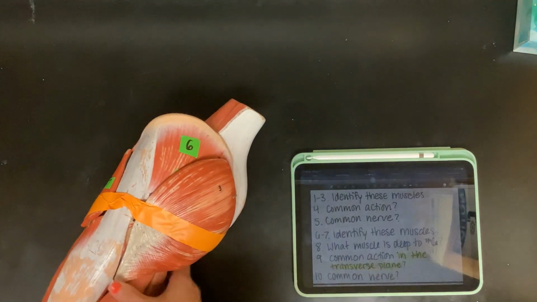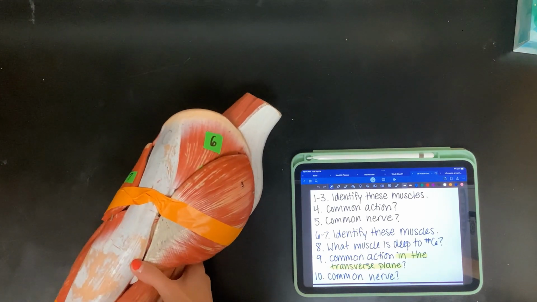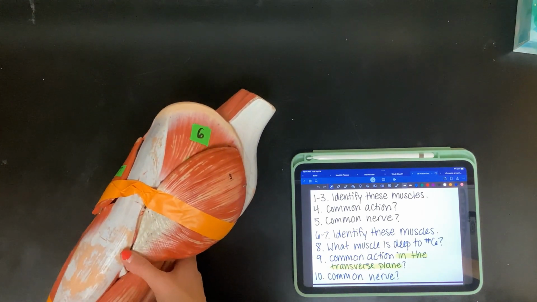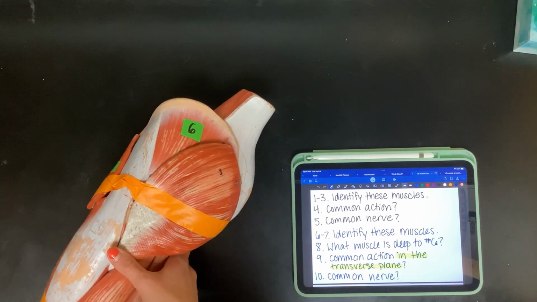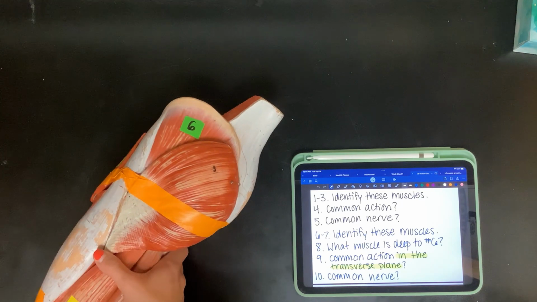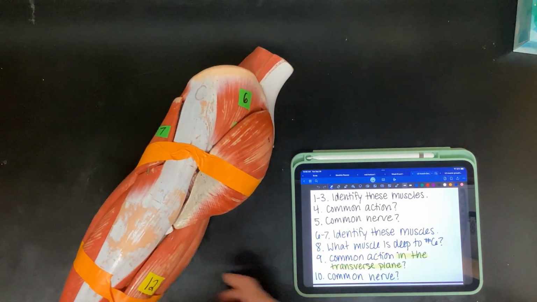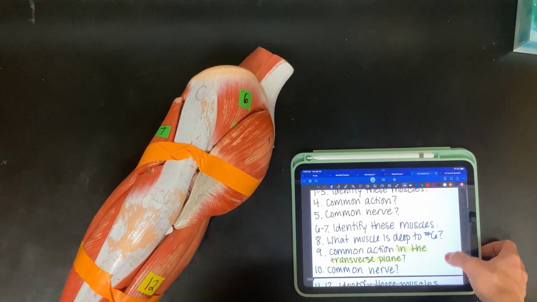Number 9, what is the common action of these 3 muscles in the transverse plane? So think about what actions are in the transverse plane and which one do these muscles share. And then also their common nerve.